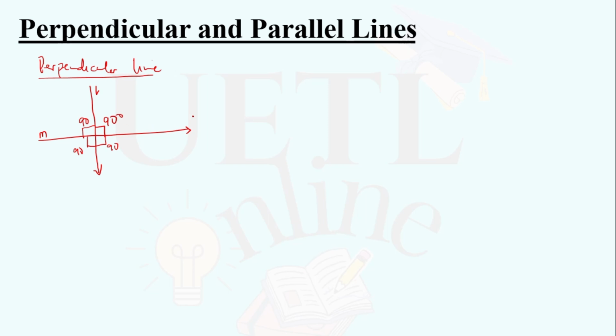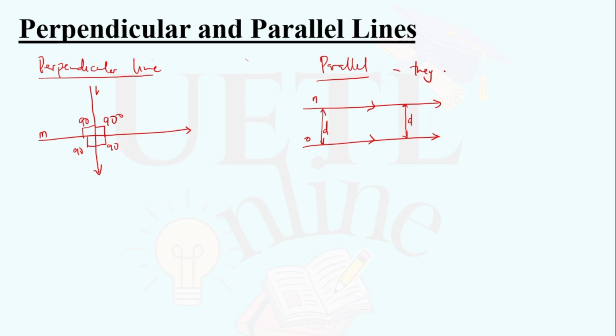Now let's talk about parallel lines. Parallel lines are lines such that there's an equal distance between them. Let's say this is the first line n and this is the second line o. In this case they are represented by arrows like this. They are parallel. This distance from here to here, d, and this distance should be equal, all the way to infinity. These are called parallel lines. We can say that parallel lines never meet.